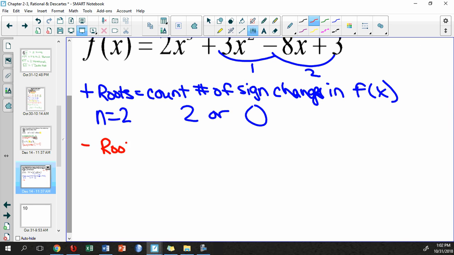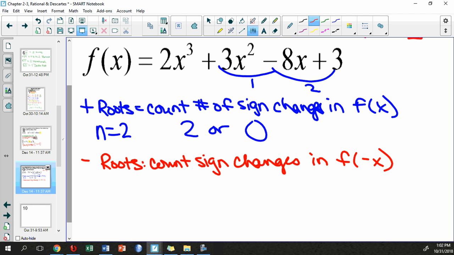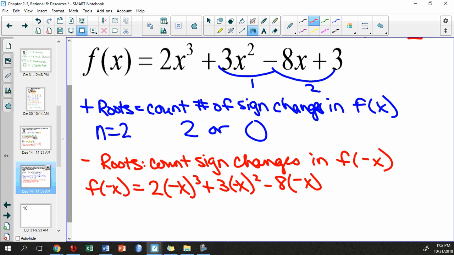Negative roots says that you are going to count the sign changes in f at -x. Count the sign changes in f at -x. So what am I going to do? I'm going to replace x with -x. Do we understand that? Which is essentially what you just said. So I need to do f at -x. So that means it's going to be 2 times -x cubed plus 3 times -x squared minus 8 times -x plus 3.